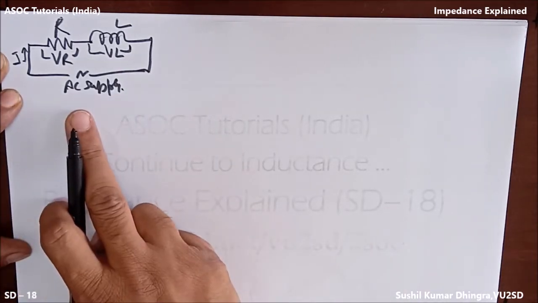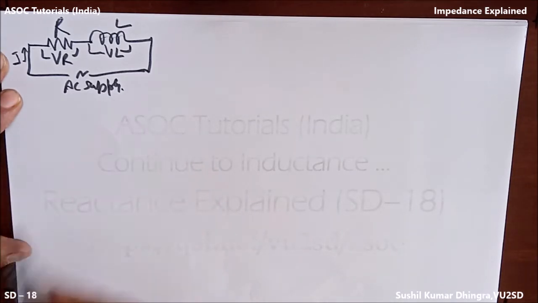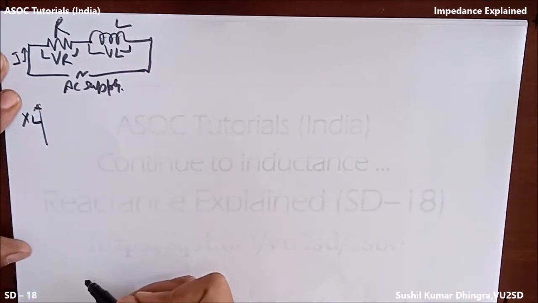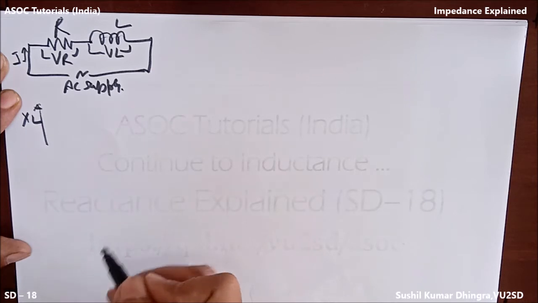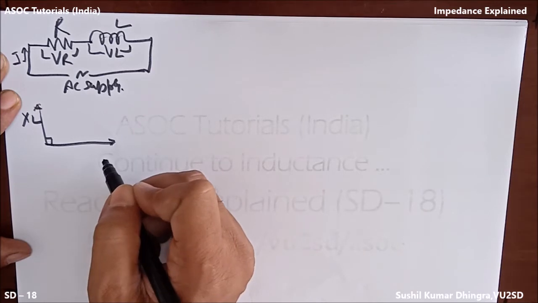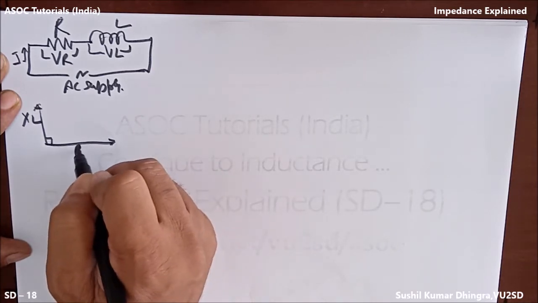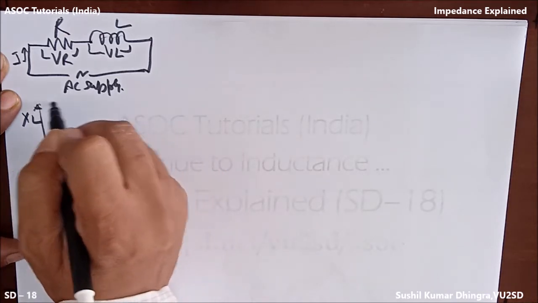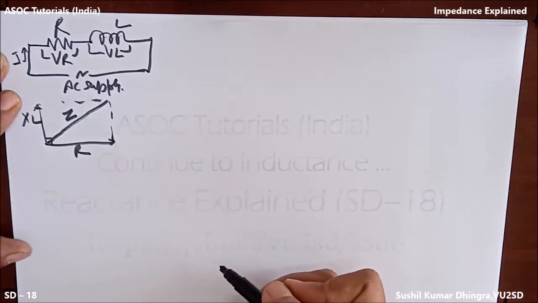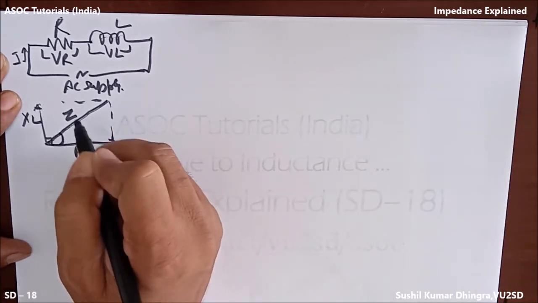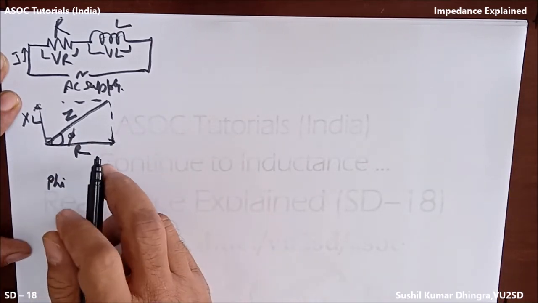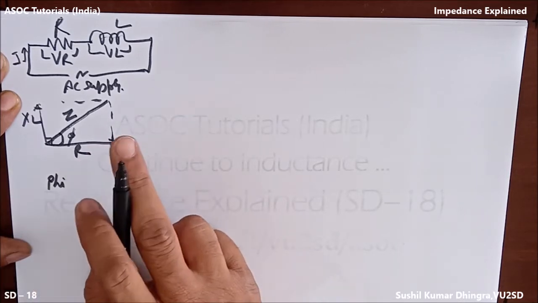If you see the vector diagram, remember XL, as per its value, will always show upward because it is 90 degrees out of phase. Resistance always shows V and I in the same direction, R. If you plot it, this value will come as Z, the impedance, and this angle, R by Z, is phi. Keep it in your mind.